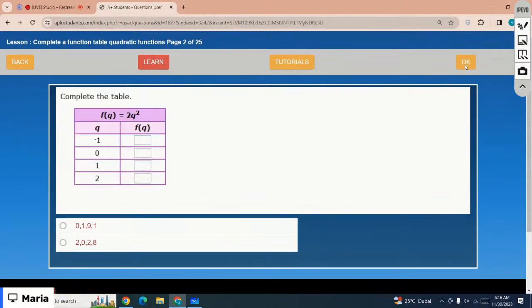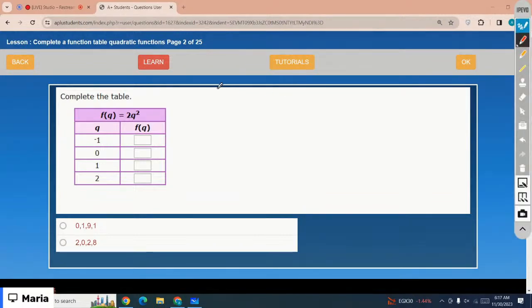Okay, the next example is complete the table. You have to evaluate the function given, f of q equals 2q square, on q equals negative 1, 0, 1, and 2. So let's just evaluate. That is f of negative 1. Replace the q with negative 1, right? 2 times negative 1 square. So negative 1 square is 1 and 1 times 2 is 2. So it is 2, right?